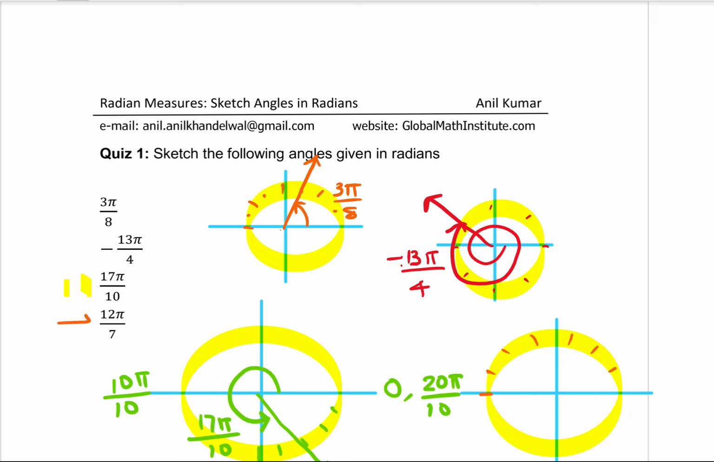Now it says 12 pi by 7, which means 2 less than 14, right? So again 1, 2, 3, 4, 5, 6, 7, and then 8, 9, 10, 11, 12. So that is what is 12 pi by 7, correct? So this is how we are going to get 12 pi by 7. Is that clear to you?